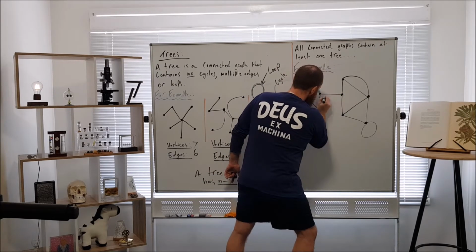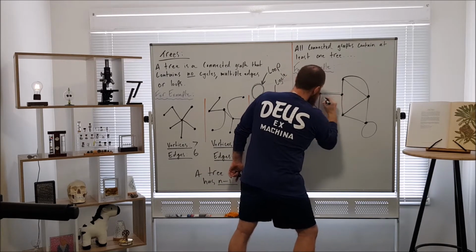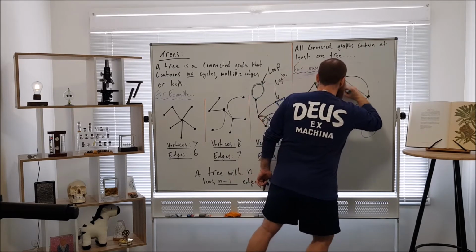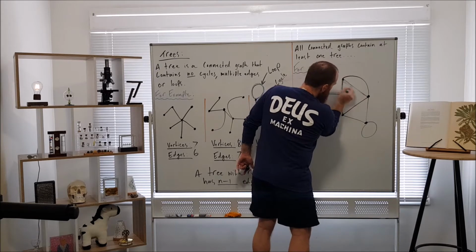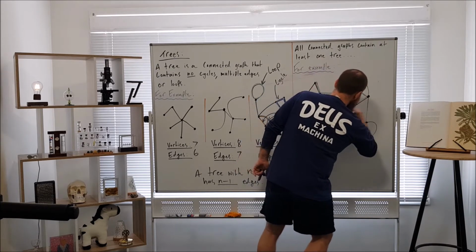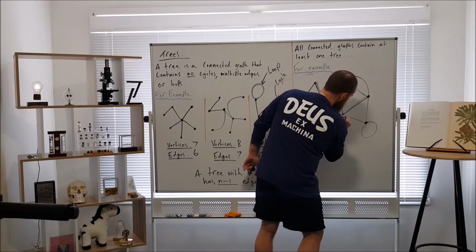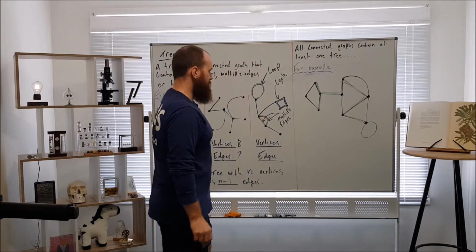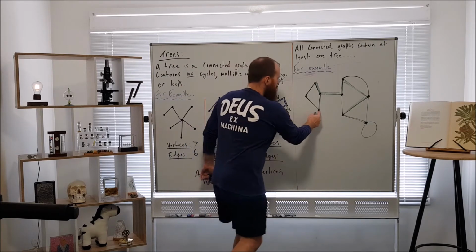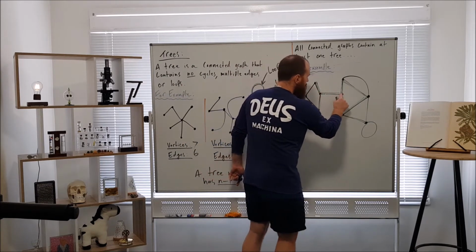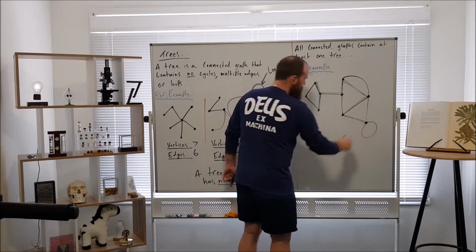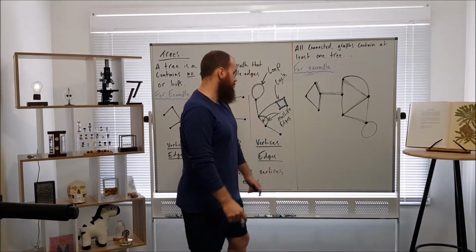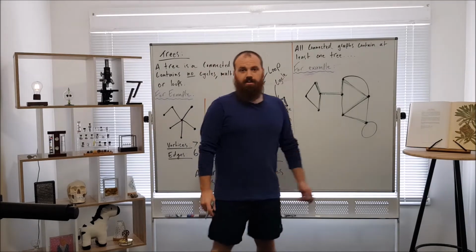So I could have branches here, edges I should call them. Perfectly good tree, okay? Comprised of these faintly green edges. But there were a million different examples that I could have used. Okay, so that's a tree.